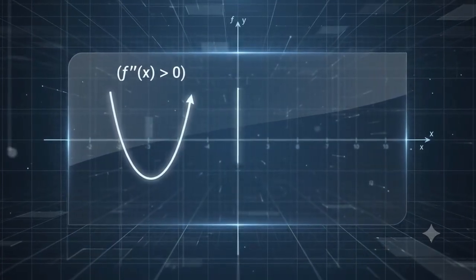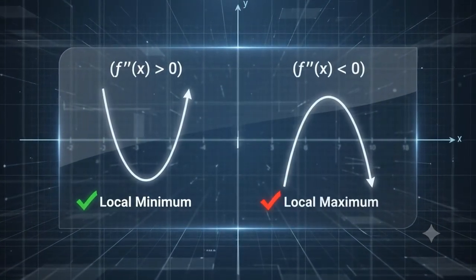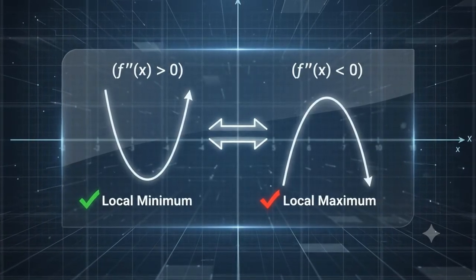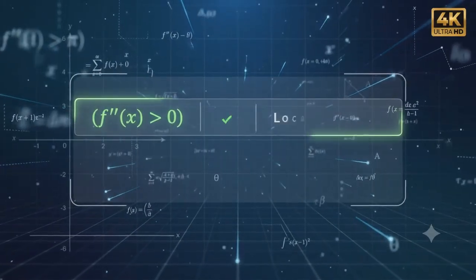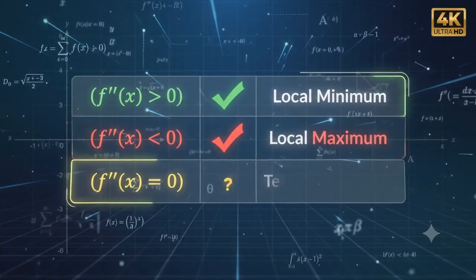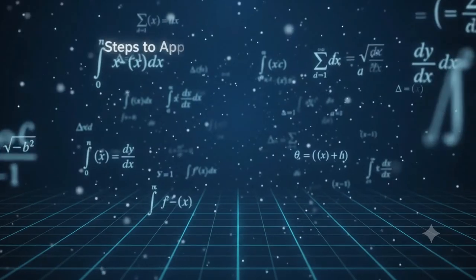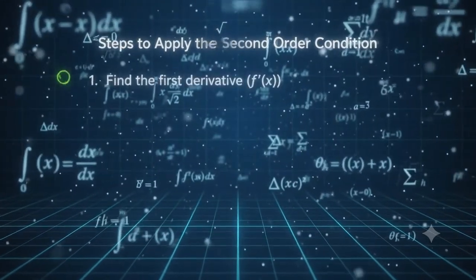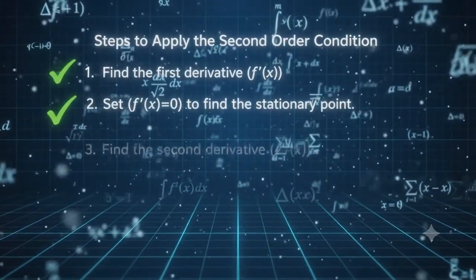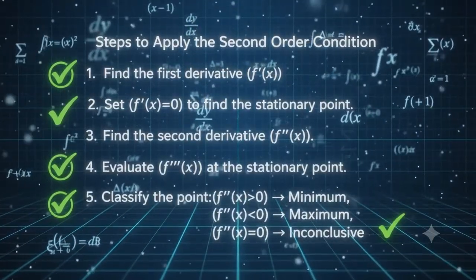Here's a simple way to remember the second-order condition. If the second derivative is greater than 0, the graph is concave upward, a local minimum. If the second derivative is less than 0, the graph is concave downward, a local maximum. Let's summarize the second-order condition. If the second derivative is greater than 0, the stationary point is a local minimum. If it is 0, the test is inconclusive. And whenever you solve an optimization problem, follow these 5 steps. Find the first derivative, set it equal to 0 to locate the stationary point. Find the second derivative, evaluate it at the stationary point.